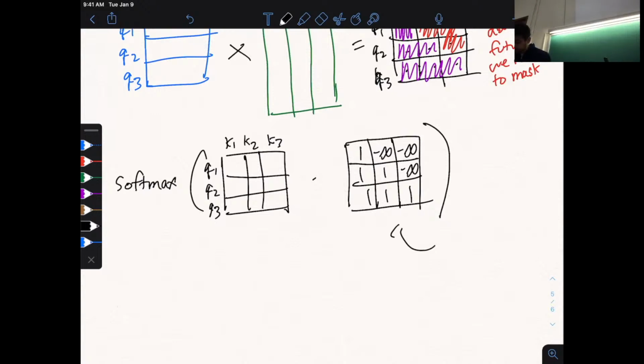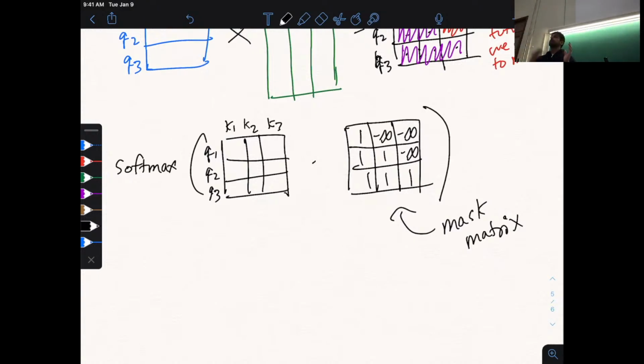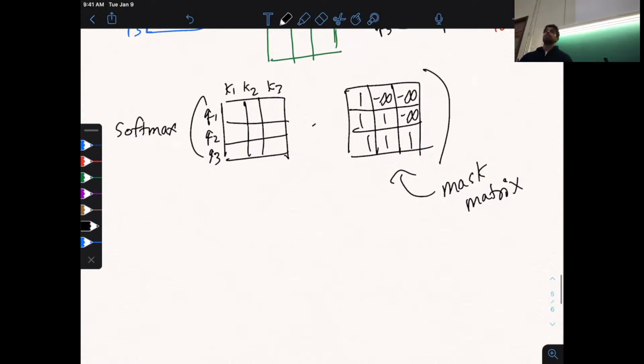So this is called our mask matrix. And so now, just in a single computation, a single matrix product, we have all of our attention distributions. So this is really great. But the other thing we need to do is get the weighted average of the value vectors, and we can do that similarly with another matrix product. So let's call this our attention scores.